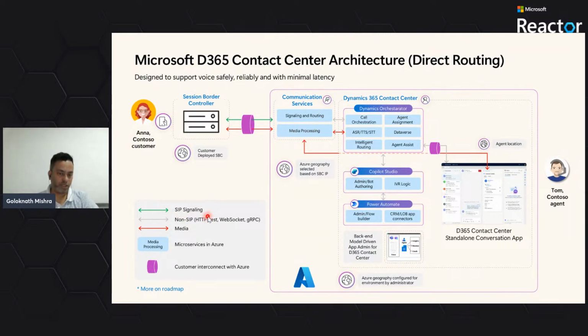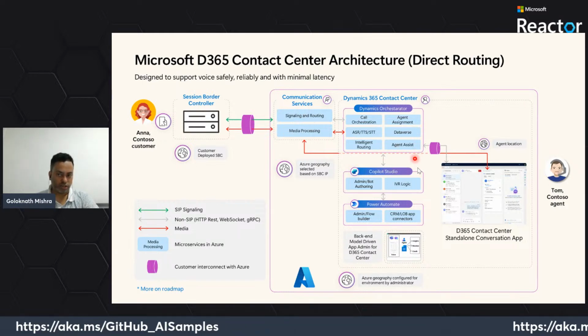This is the SIP signaling. If you can see, there is SIP signaling happening. There is a non-SIP process, this. Now media control, this is the media control. If you can see, this is the media control, and signaling, routing and media processing is happening over here. So next, our ACS is connected to the Dynamics 365 contact center.